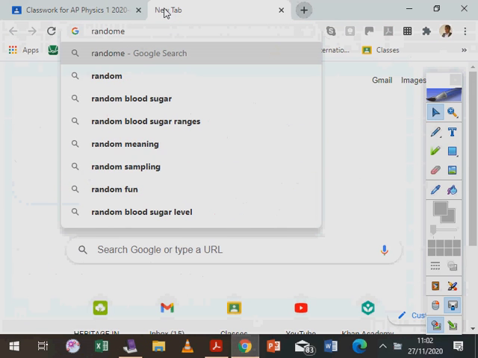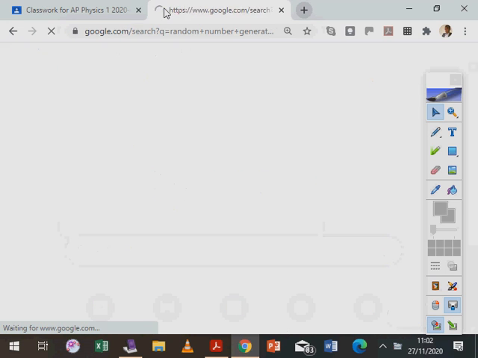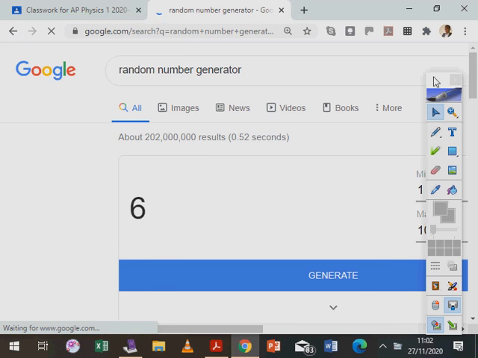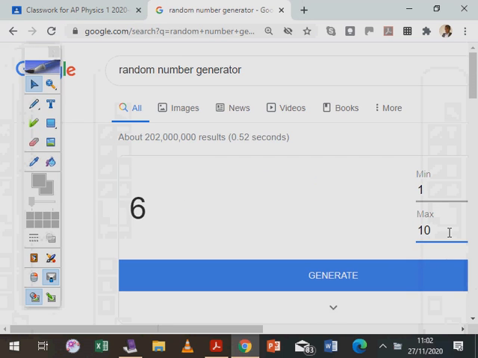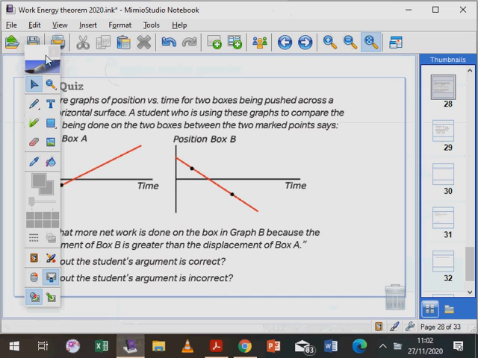Okay, random numbers. Random blood sugar. The number generator: 6. Maximum is 7. If your number shows up, you answer it. Where is this? 5. So 1, 2, 3, 4, 5. Jacob. 9.